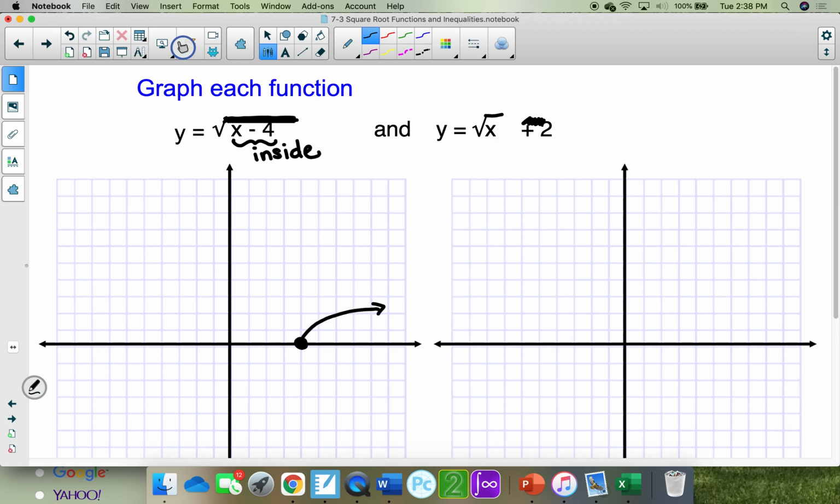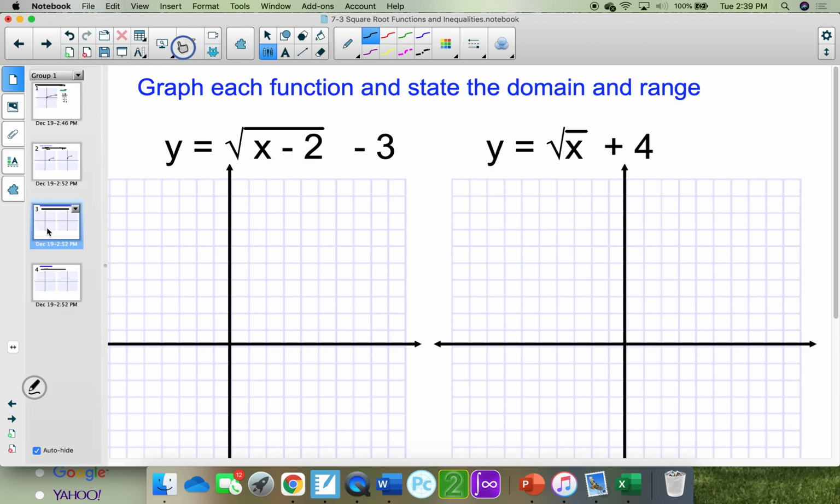And then you just make your swoosh, I call it. Notice where the 2 is located. It's located outside of the square root. If it's located outside, it moves it up. So I'm going to move it from 0, 0 up 2 and make yourself a swoosh. So these shouldn't take long if you guys remember how to translate from a couple of months ago.